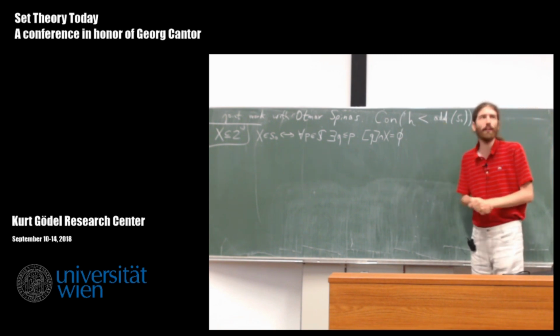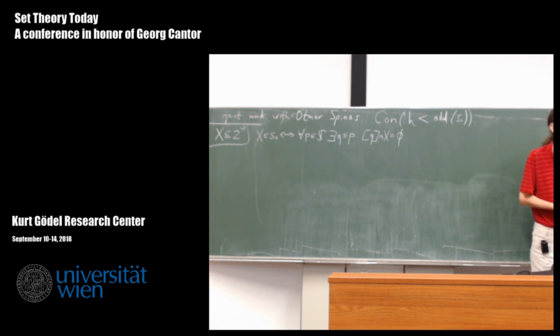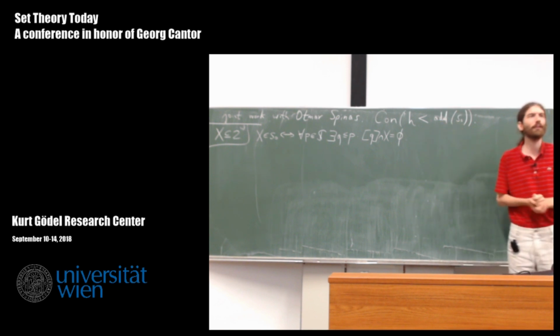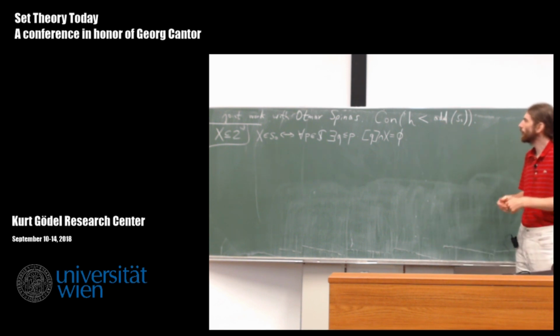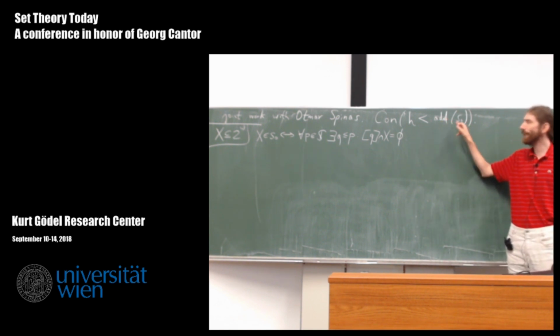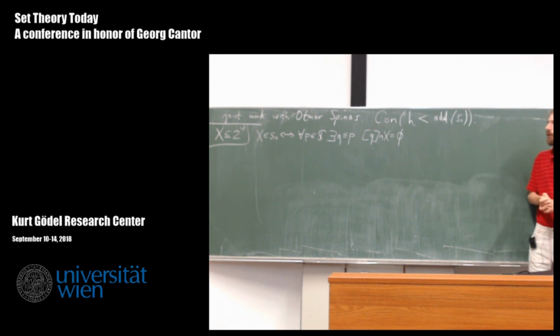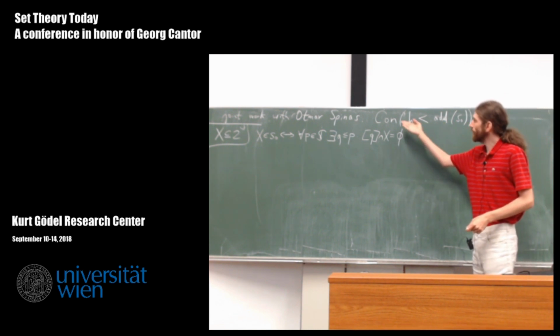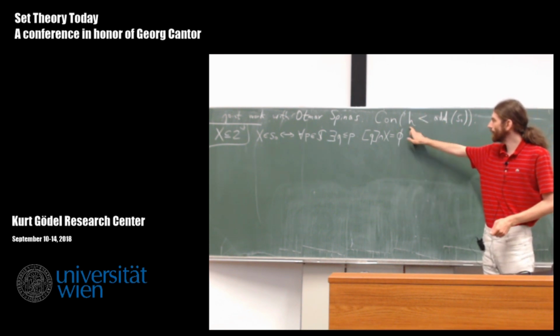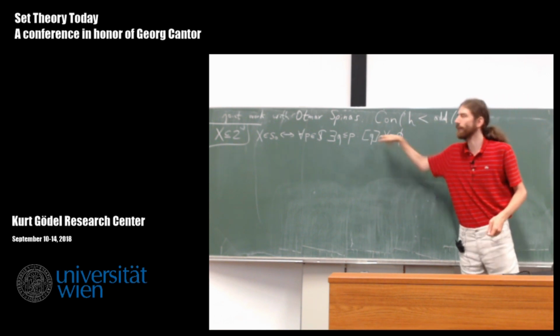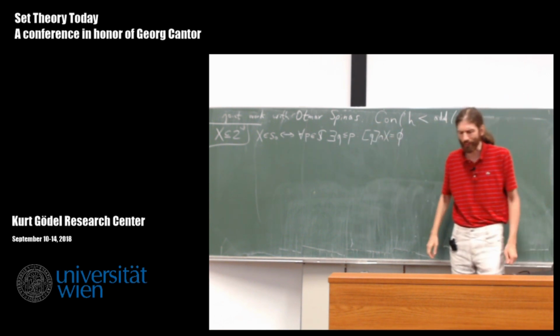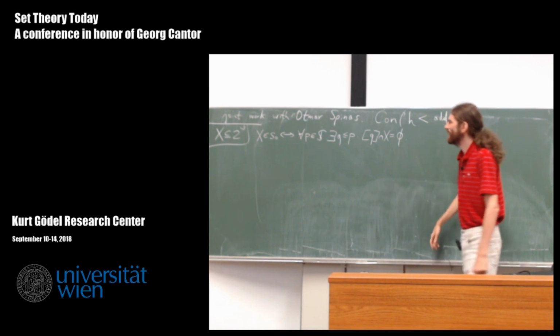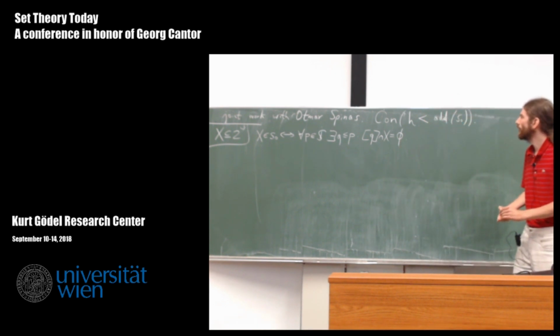And additivity, you probably know from Cichon's diagram, for example. Additivity of an ideal just means the least number of sets in the ideal such that their union is not in the ideal anymore. So this is the additivity. This says we proved that it's consistent that the distributivity number is strictly less than the additivity of this ideal. Okay, so what was the incentive of this actually?